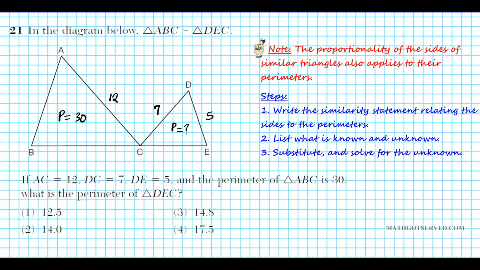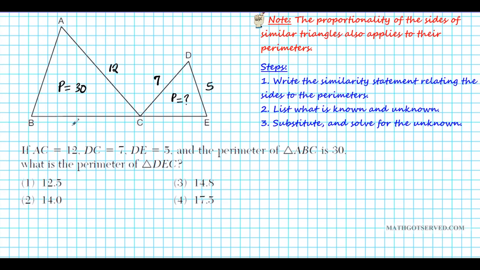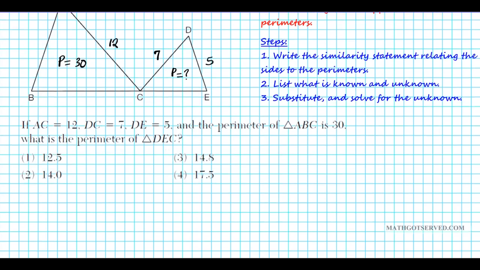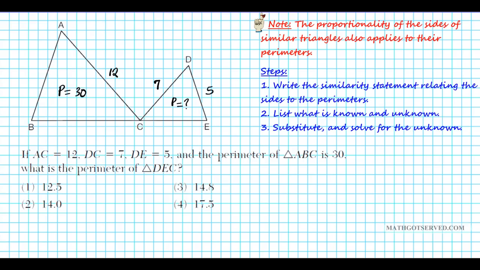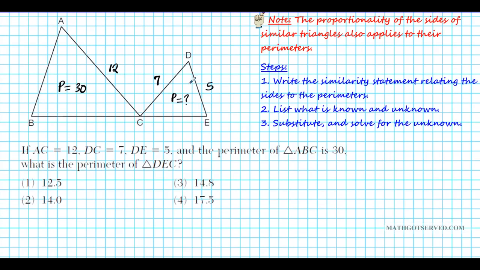Now let's go ahead and write a statement about the proportionality of the sides and the perimeter. We know that for similar triangles, corresponding sides are in proportion. Guess what? The perimeters are in proportion in that order also. So what side corresponds to DC in triangle ABC? AC corresponds to DC, right?